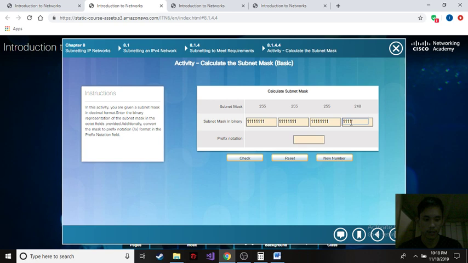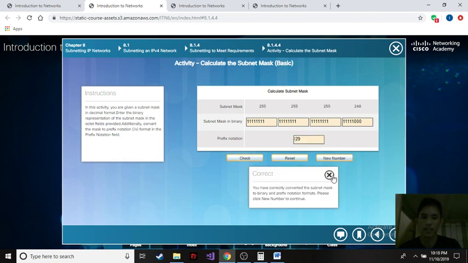And here, in the prefix notation, we're just going to count how many ones or bits there are in the subnet mask in binary. So here, this set will be 8, then 16, 24, plus 1, 2, 3, 4, 5. So this is 5, and 24 plus 5 is 29. So that is the correct answer.